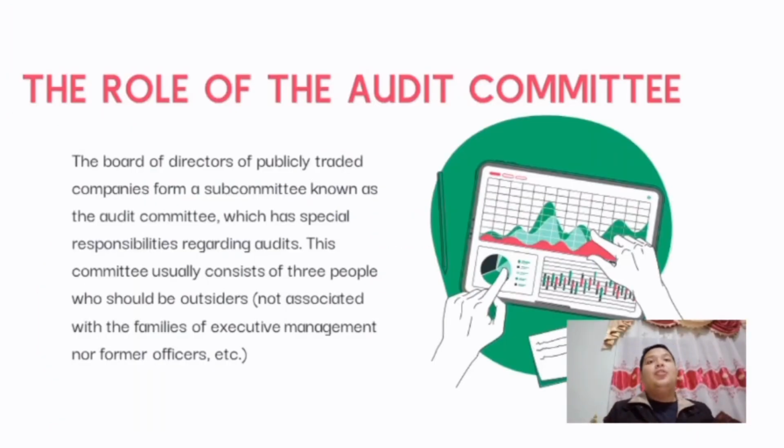Now let's talk about the role of the audit committee. The board of directors of a publicly traded company forms a subcommittee known as the audit committee, which has special responsibilities regarding audit. This committee usually consists of 3 people who should be outsiders, not associated with the family or executive management, nor former officers, and so on. With the advent of the Sarbanes-Oxley Act, at least one member of the audit committee must be a financial expert. The audit committee serves as an independent check and balance for the internal audit function and liaison with external auditors.